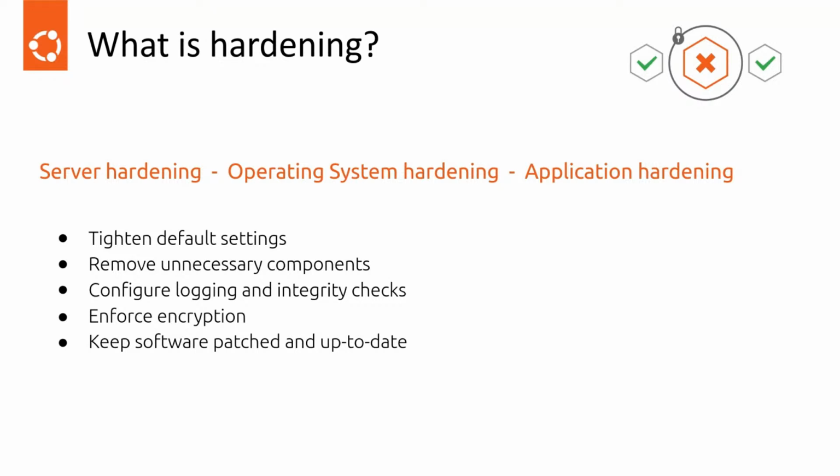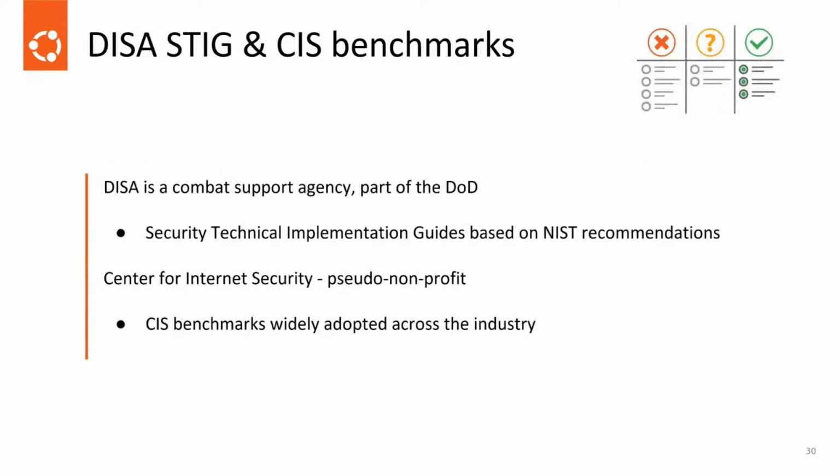You need, for example, to tighten the default settings. If there are components which are unnecessary, then remove them. In that way, you would be shrinking the attack vector or the attack surface. You definitely want to configure logging and integrity checks. You want to enforce encryption, for example, by using full disk encryption. And you definitely want to keep up the good practices of keeping patched and up-to-date software running on your platform. I'm going to go into further details of how these look specifically for Ubuntu and how they are implemented in a bit.